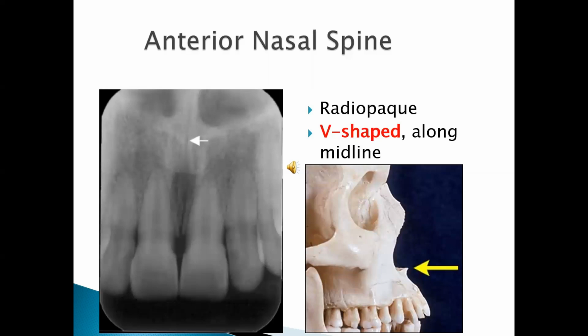The radiopaque triangular or V-shaped structure we were pointing at is the anterior nasal spine. On the right side, you can see the gross anatomy of the anterior nasal spine. Now, this typically is present in an area more apical to the root tips of the central incisors, with the nasal cavity on either side of it. It may be overlapped by the mid-palatine suture or the intermaxillary suture.